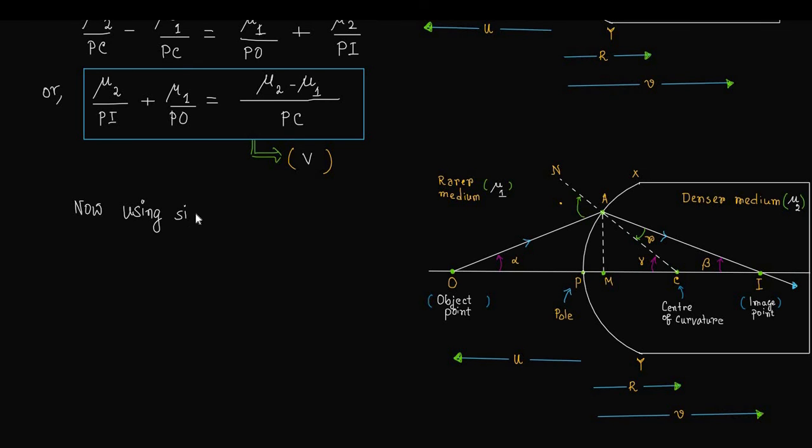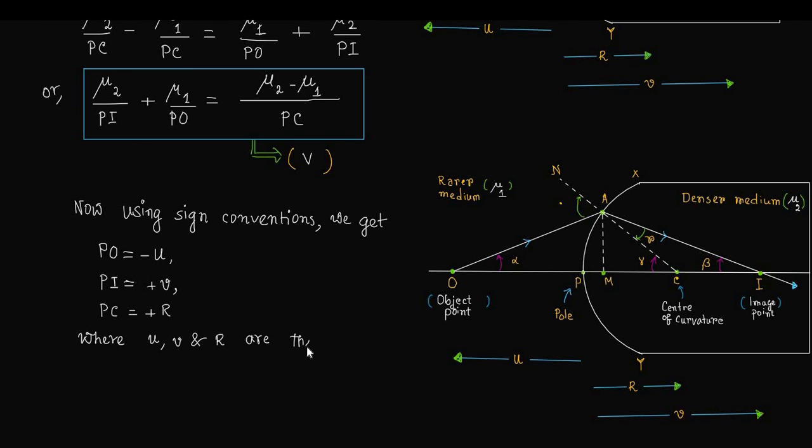Now using sign convention we get PO is equal to minus U, that is the object distance, and PI is equal to plus V, that is the image distance, and PC is equal to plus R, which is the radius of curvature, where U, V and R are the object distance, image distance and radius of curvature.